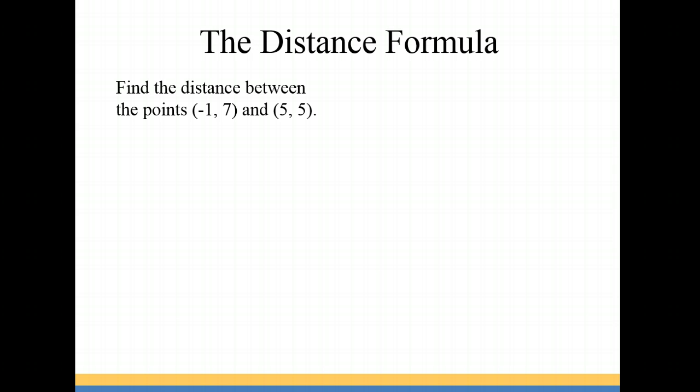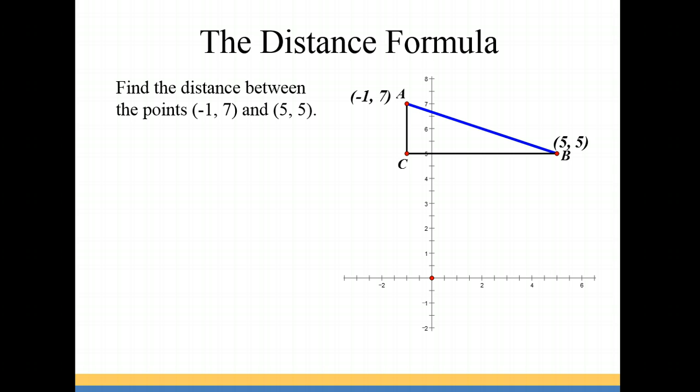Next, we're going to find the distance between 2 points on the coordinate plane. So we have the points -1, 7 and 5, 5. The first thing that I'm going to do is plot them on the coordinate plane, draw a segment between them, and that gives me segment AB. Then I made a right triangle out of that, so I dropped down a line that's parallel to the y-axis and one that's parallel to the x-axis to form the right triangle.